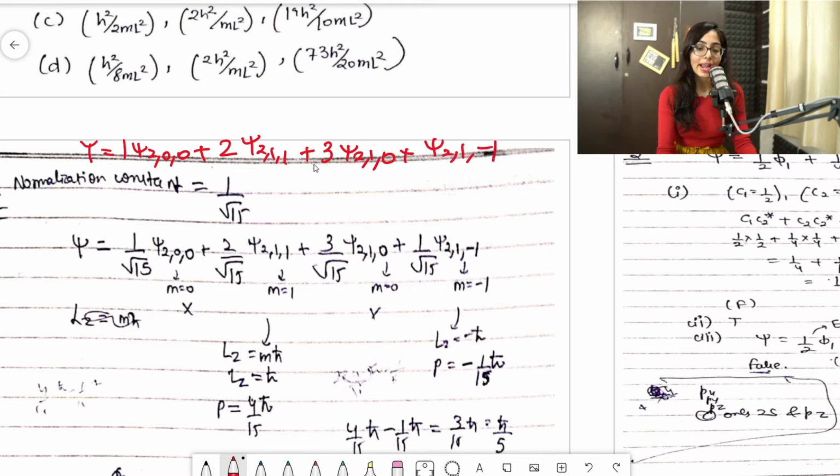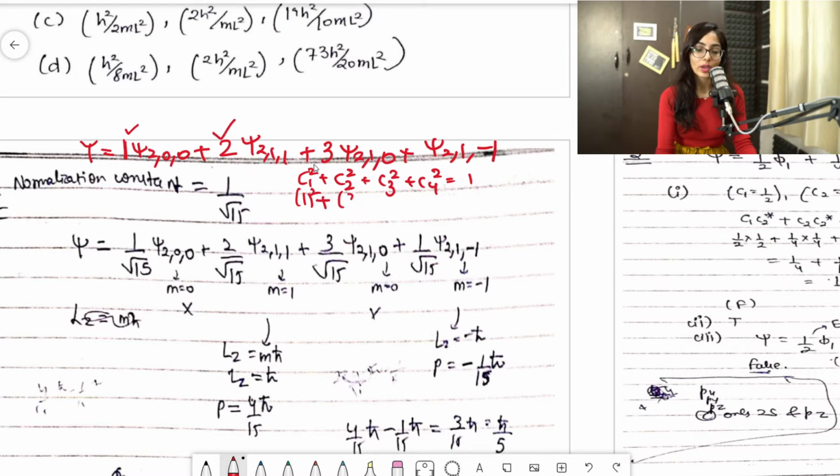Clear? So I need to calculate whether C1 square plus C2 square plus C3 square plus C4 square is equal to 1 or not. Clear? So what is C1? Which is 1. So I will take 1 square plus C2 square. So what is C2? That is 2.